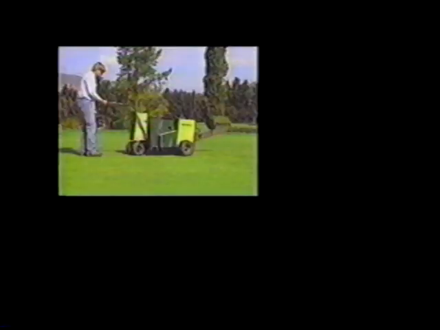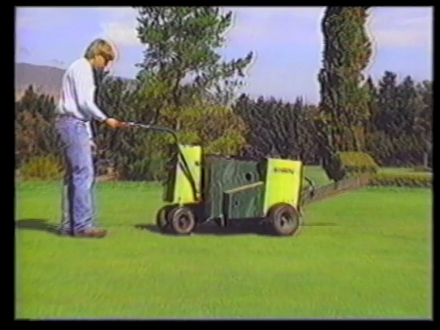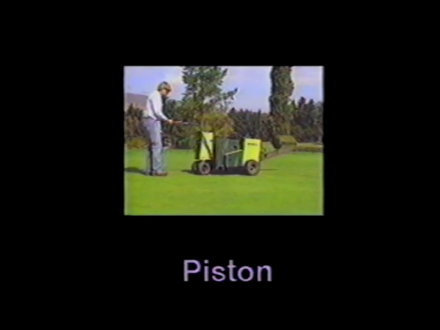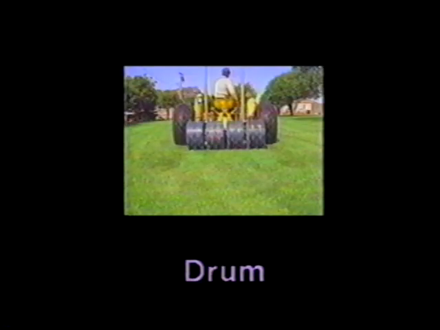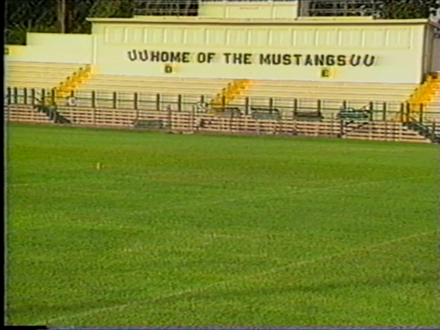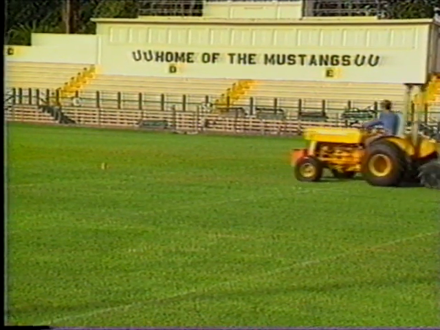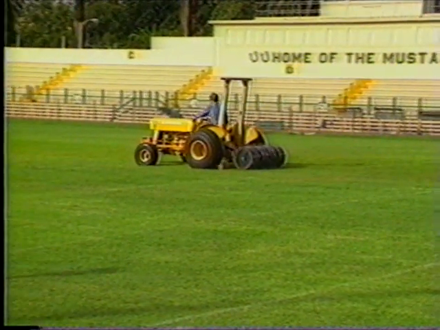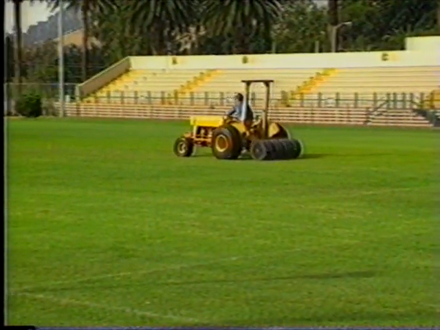There are two general types of coring machines. Piston types are useful when removing closely spaced plugs. Drum types are often used for larger areas. This process should be repeated yearly for turf which receives a moderate amount of traffic, more frequently in high-use areas.